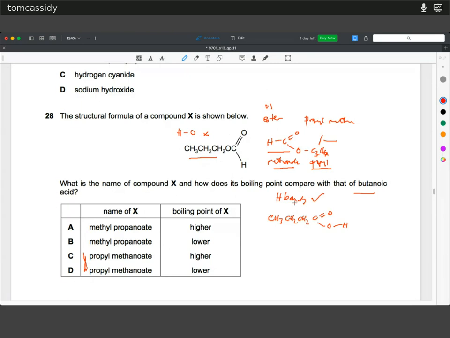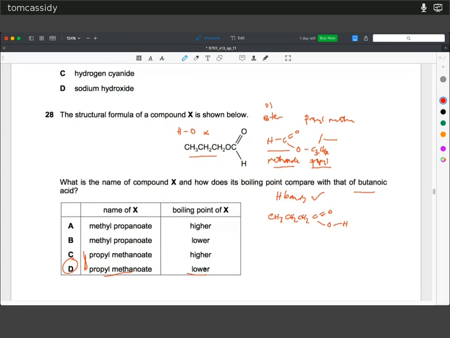And it's this hydrogen bonding that forms strong intermolecular forces. And when you get strong intermolecular forces, then it's much harder to break those forces. You need a higher boiling point. You need more energy to break the hydrogen bonds. So butanoic acid will have a higher boiling point compared to the propyl methanoate. So you end up with this one here, where propyl methanoate has a lower boiling point because of the hydrogen bonds that exist in the butanoic acid.